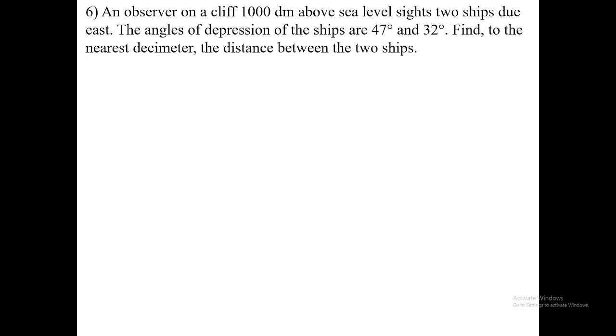An observer on a cliff 1,000 decimeters above sea level sights two ships. So this is the observer. For example, this is the cliff, and this is the height of the cliff, 1,000 decimeters, because it is stated here above sea level. Here is a ship, and here is another ship, so this is the sea.